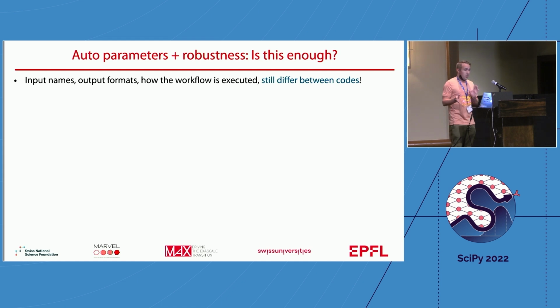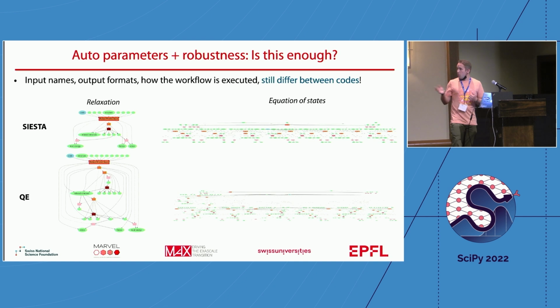So putting together the automatic parameters and robustness is a good start, but still we can do better. Because every code will have different ways to specify any inputs, different output formats, different routes through which the workflow goes. And this is not easy for research scientists to switch between. So just to give you an example here, there are some real graphs using the Siesta and Quantum Espresso codes for the atomic relaxation workflows on the left, and then on the right, when these workflows are used as a component of a larger equation of state workflow. And you can see graphically that even the topology of these graphs is different.